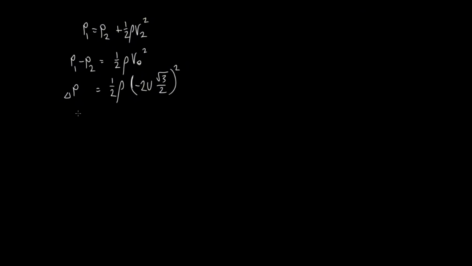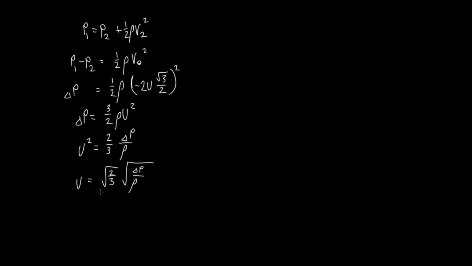So we have delta P is equal to this, and delta P, again, will simplify down to 3 over 2 rho u squared. So now we can isolate for u, and then we'll be able to find c. U squared is equal to delta P over rho times 2/3. And so if you see what's about to happen, we have u is equal to the square root of 2/3 times the square root of delta P over rho, which is the exact equation we started with.